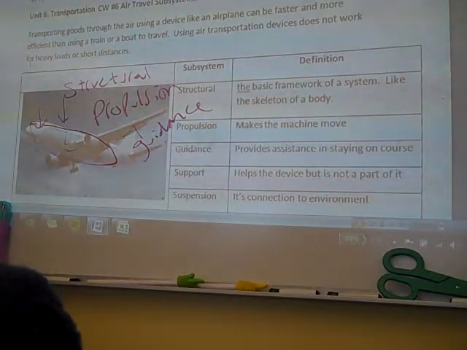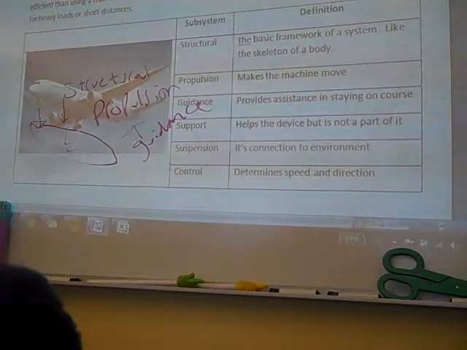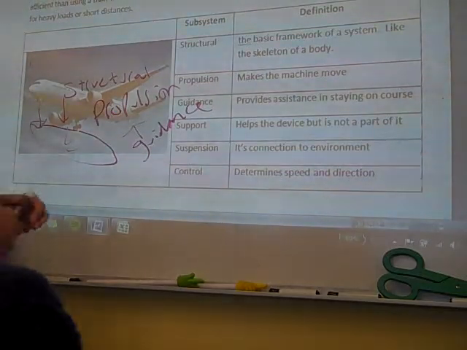And suspension. Great. What is an example of a part of the suspension subsystem? There are two parts here. Go ahead. The wheels on the ground, yep, and? The wings, good. In the air, perfect.